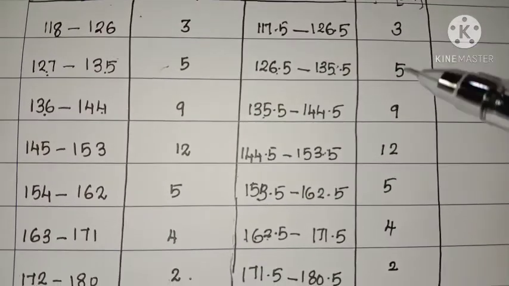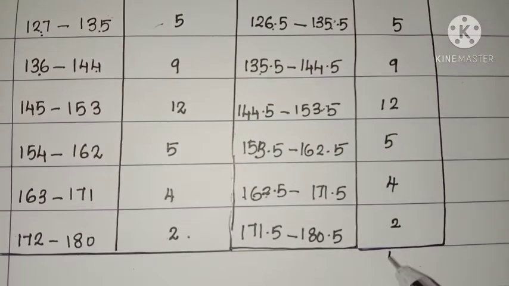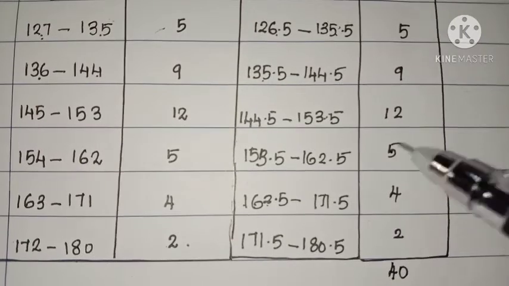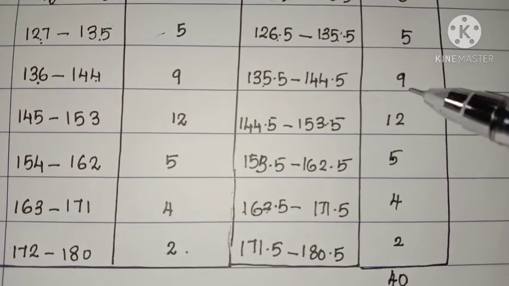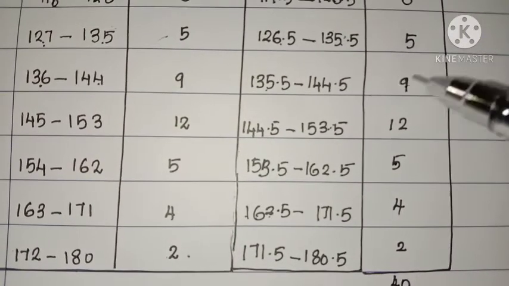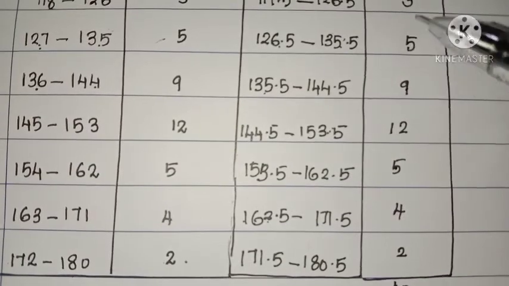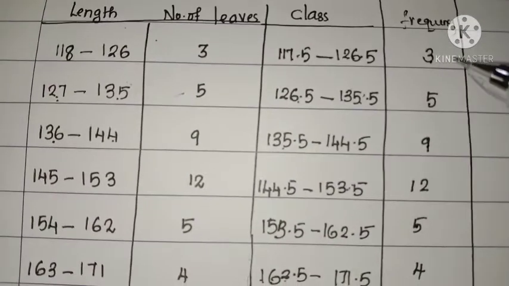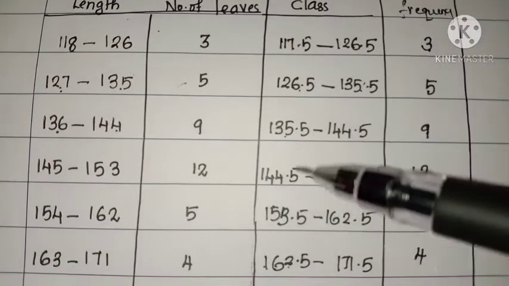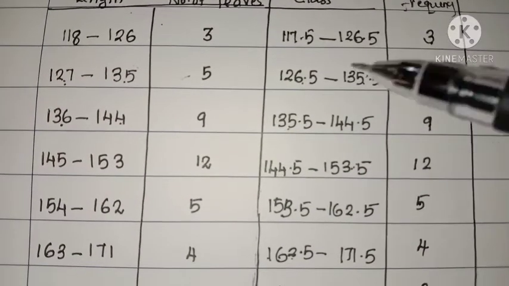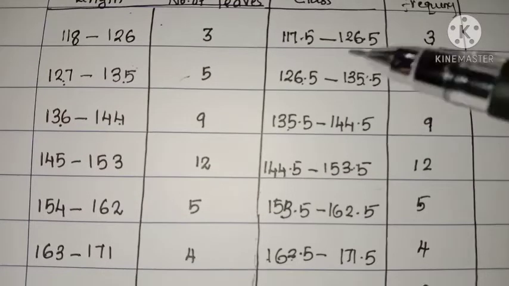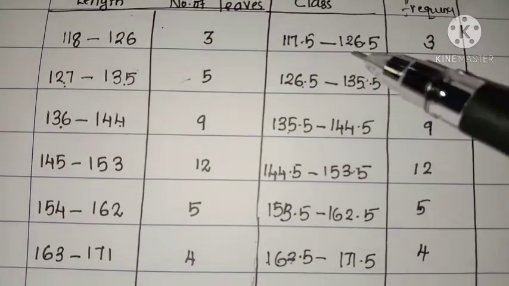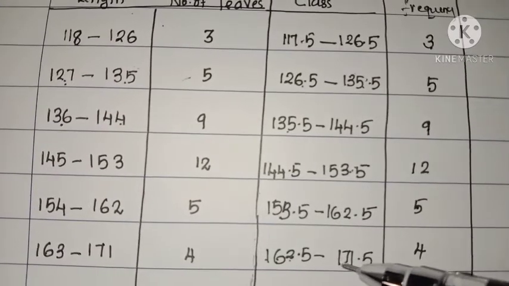If we add these columns, you can see it is equal to 40. 2 plus 4, 6, plus 5, 11, 11 plus 12, 23, 23 plus 9, 32, 32 plus 5, 37, 37 plus 3, 40. Okay, so this is our new data. Now we can draw the graph of this data using a histogram. So in the histogram, you have to consider this class interval.